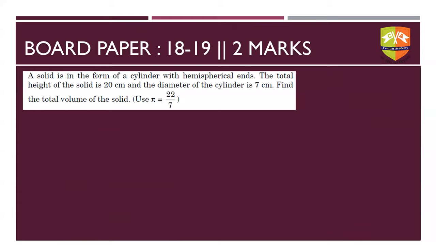A solid is in the form of cylinder with hemispherical ends. The total height of the solid is 20 and diameter of the cylinder is 7. Find the total volume of the solid. You can share those questions, Aditya, whichever questions you are having problem.